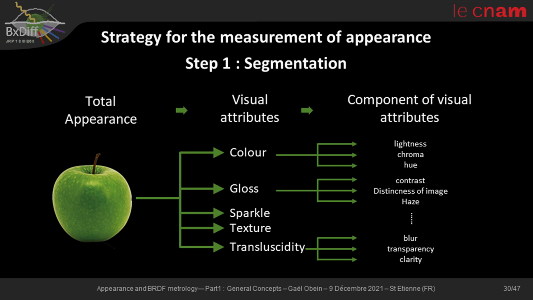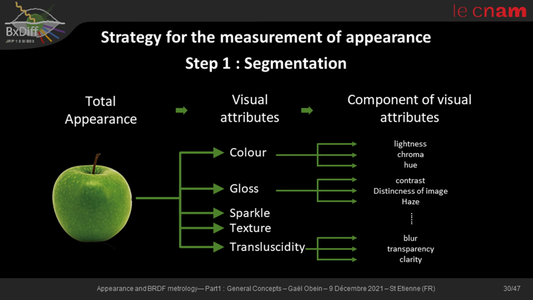Starting from those constatations, we can develop a strategy, and that's what I will explain to you now. We have here on the left an apple with an appearance that I will call the total appearance of the apple. And as I said, I will split my problem into subcategories. I will say, okay, if I want to measure the full appearance of this apple, I need to measure in a parallel way the color, the gloss, the sparkle, all the visual attributes, the translucency.